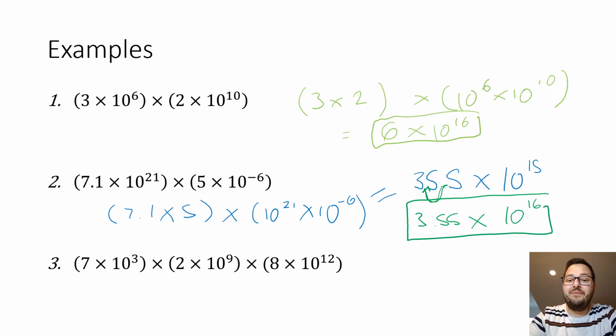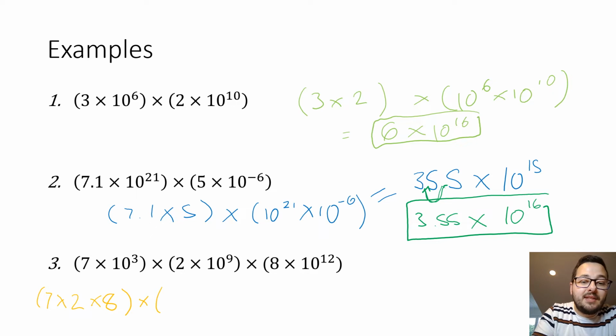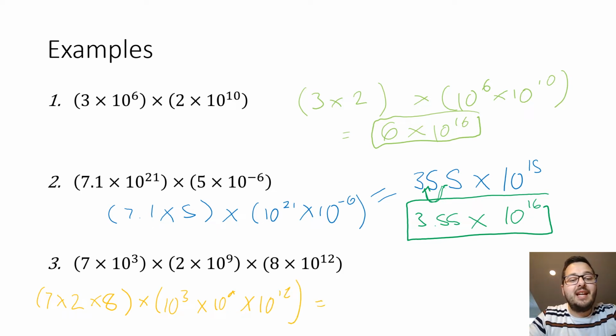Okay, and then the final one, we've got 3 numbers here, but we can just split this up into the normal numbers and the powers of 10. So this is going to be 7 times 2 times 8 times 10 to the 3 times 10 to the 9 times 10 to the 12. If we times the numbers together, 7 times, well, let's do 7 times 8 first. So 7 times 8 is 56, and 56 times 2 is 112.